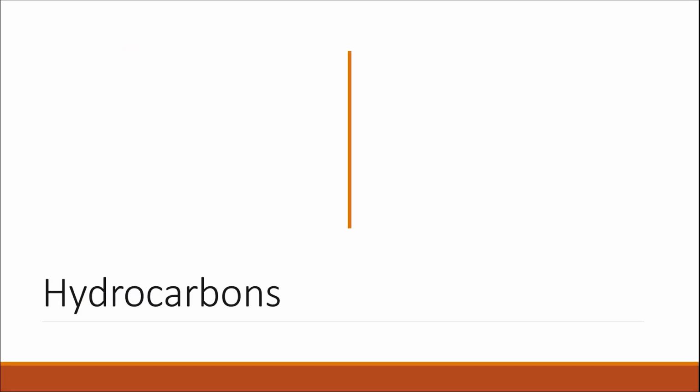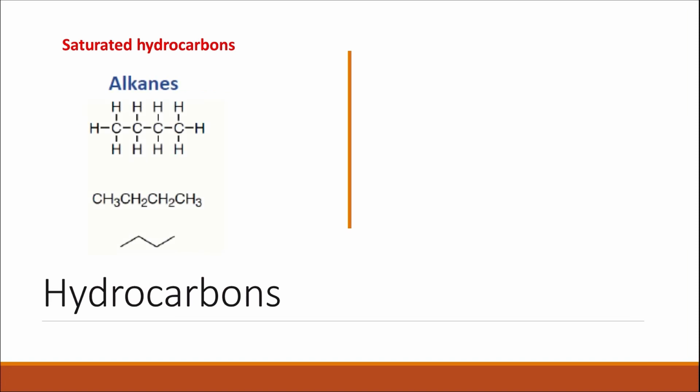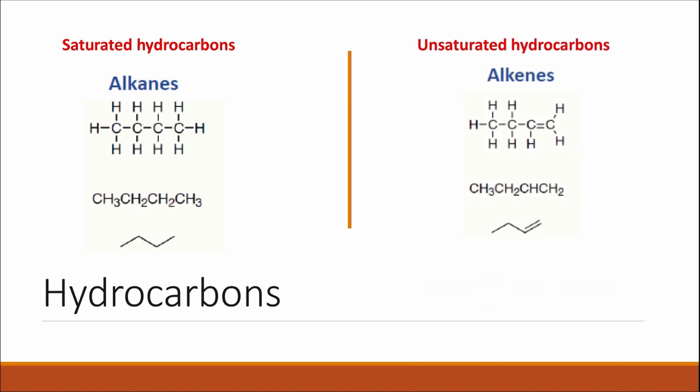There are two classes of hydrocarbon that you need to be aware of. The first one is the saturated hydrocarbon. The classical example of a saturated hydrocarbon is the alkanes. Alkanes are saturated because they only contain single bonds. There are no double bonds in alkanes. And then we have the unsaturated hydrocarbon, which is represented by the alkenes. And alkenes are unsaturated because they contain a double bond between the carbon atoms. All of these are hydrocarbons, so as you can see, they only contain carbon and hydrogen.